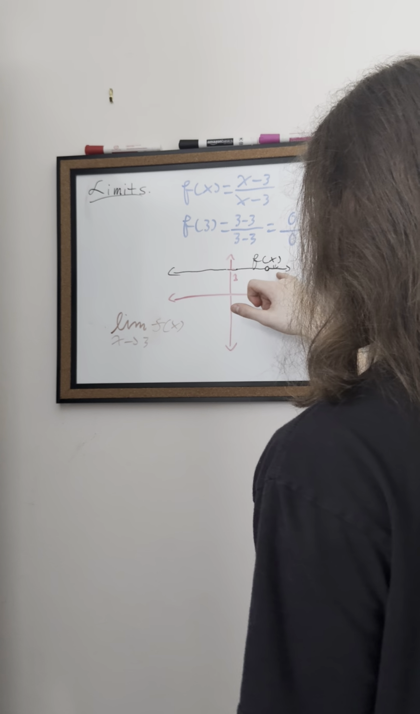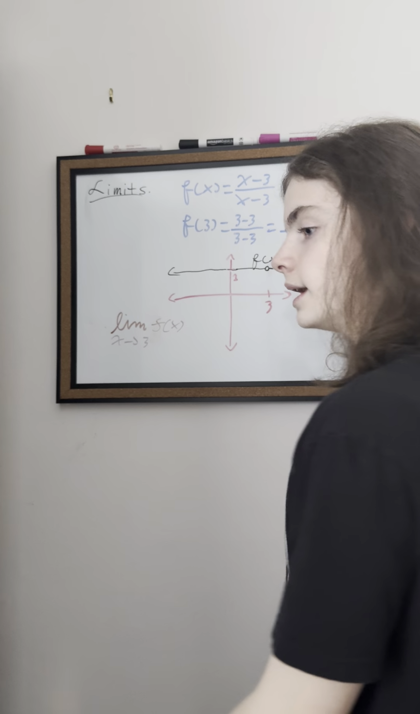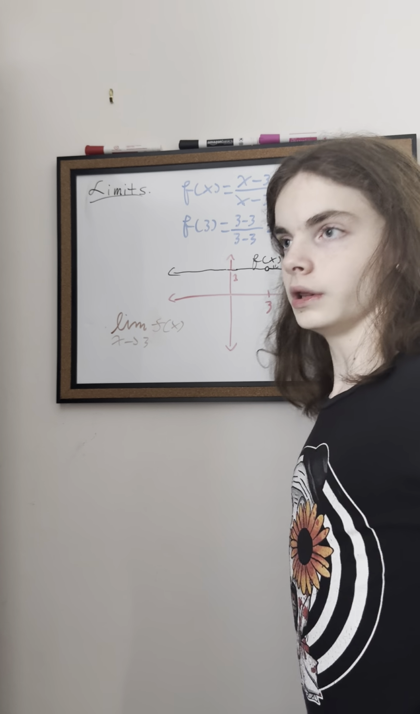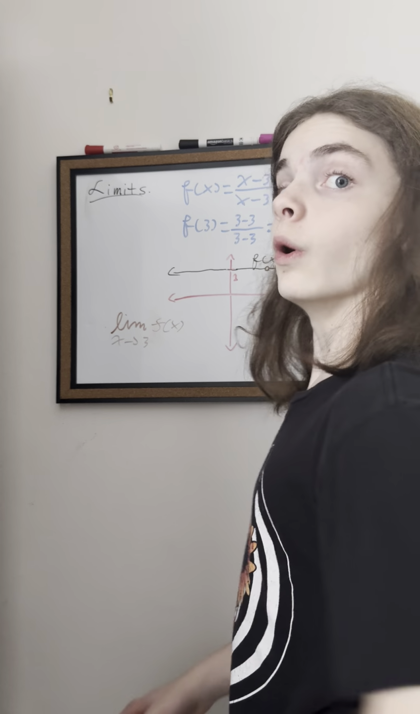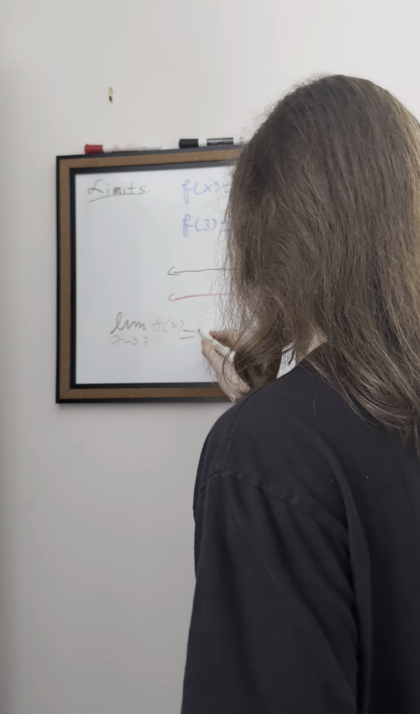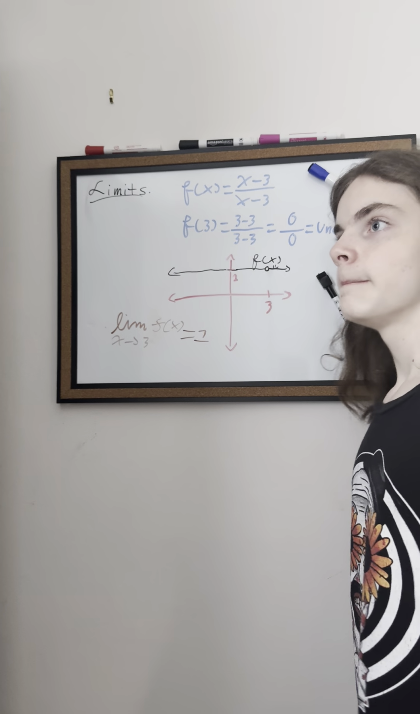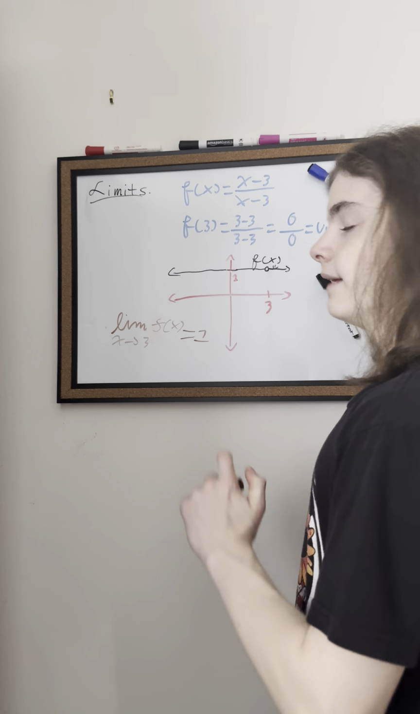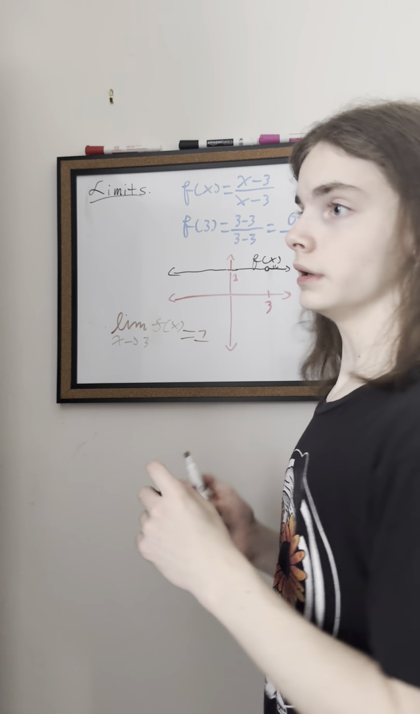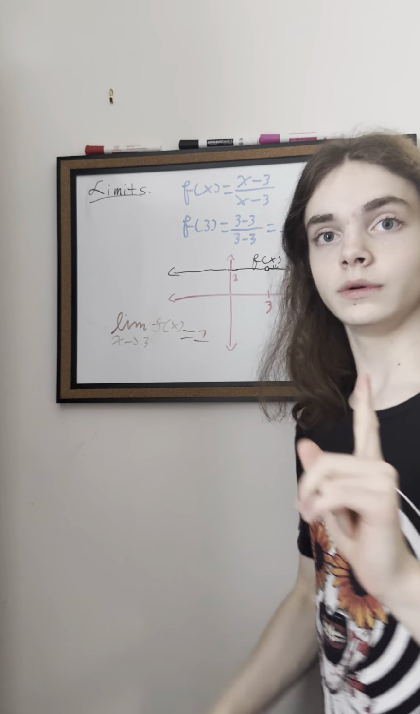We approach from numbers that are larger than 3 from the right-hand side: 3.1, 3.01, 3.000001. It all approaches 1. So this would be 1. We would say the limit of f of x as x approaches 3 equals 1. Let me give you another example.